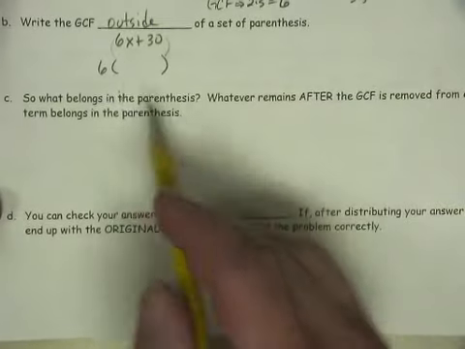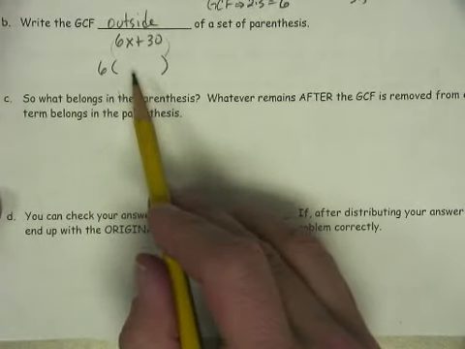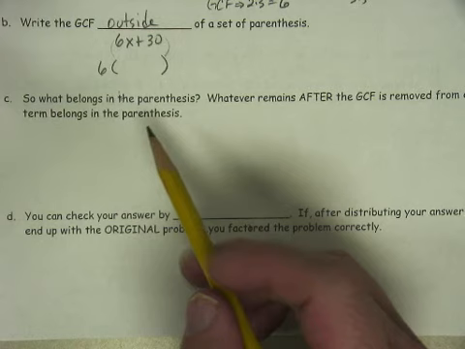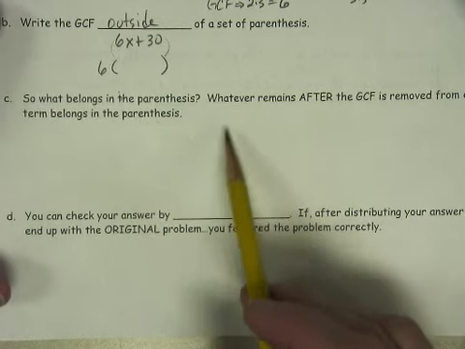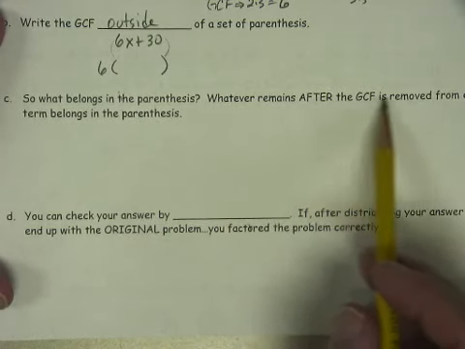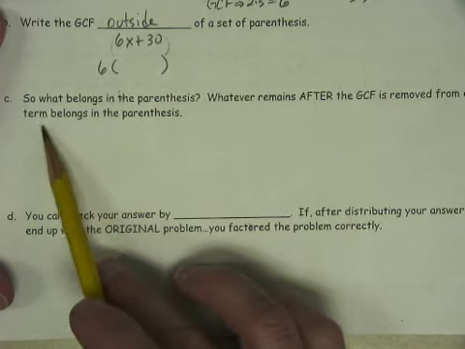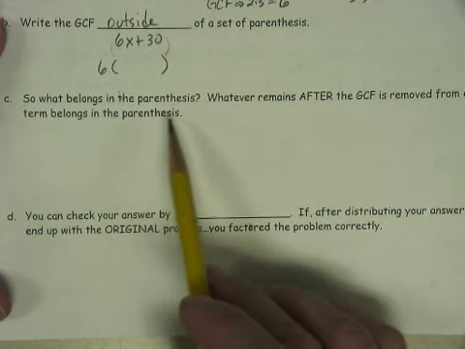So what belongs in the parentheses? I wrote this parenthesis here, and I need to figure out what goes in there. What belongs in the parenthesis? Whatever remains after the GCF is removed from each term, that's what belongs in the parenthesis.